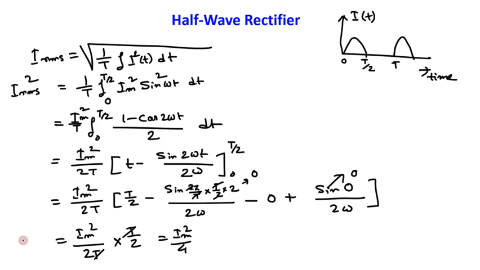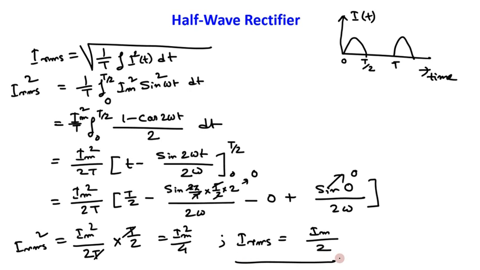You remember, this is IRMS square. Then what is IRMS? IRMS will be equal to Im by 2. So this is the RMS value, in terms of current. If I ask you what will be the value of VRMS, I hope you should also be able to find that out.